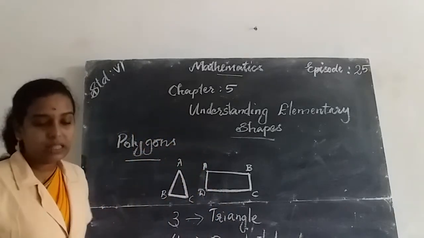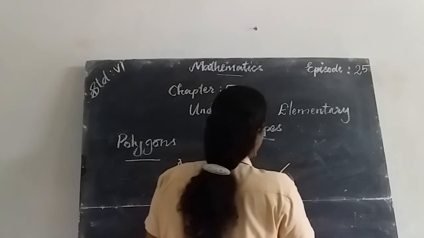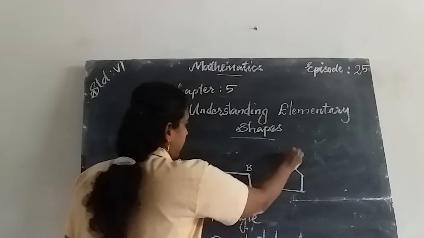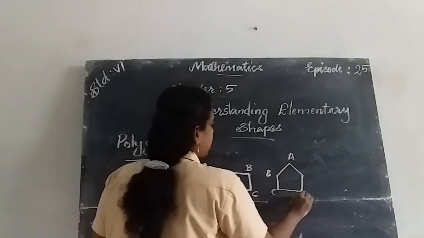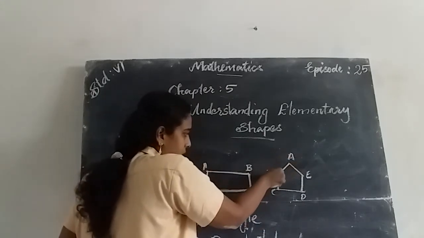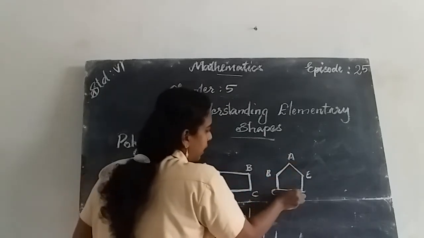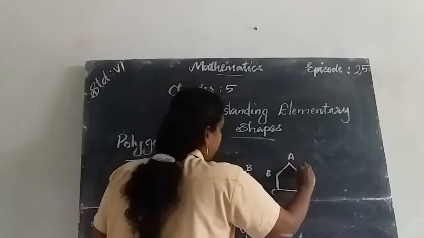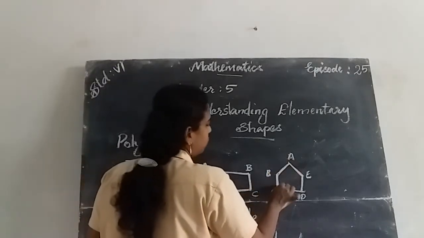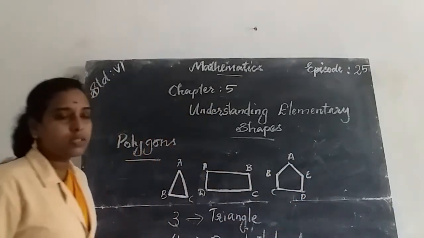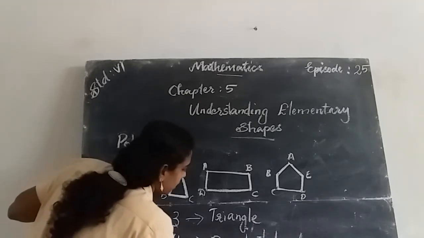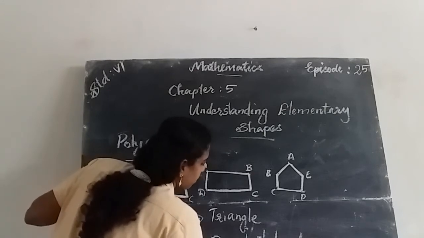The polygons with five sides are called pentagons. Here A, B, C, D, E. This figure has sides 1, 2, 3, 4, 5. Five sides. And the polygons with five sides are called pentagons.